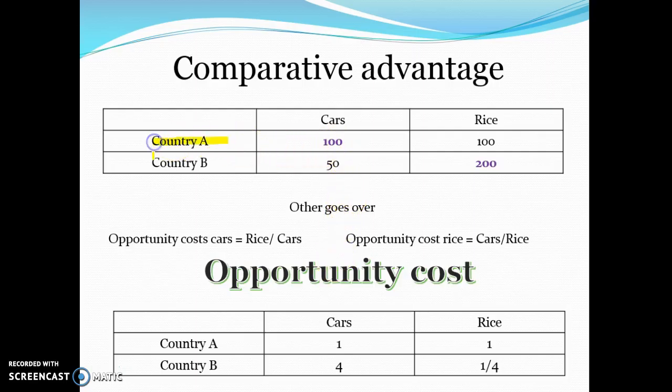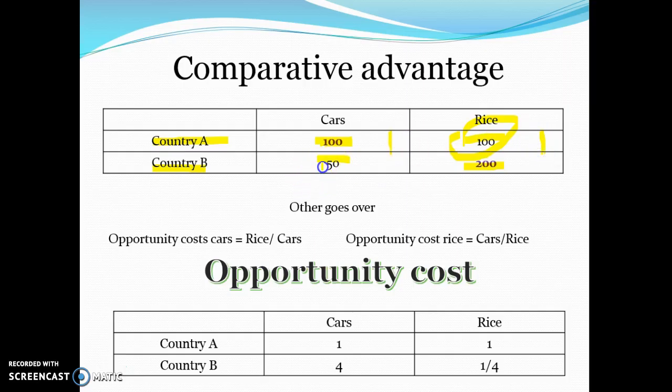You've got country A and country B. Country A, if they split their time evenly, can either produce 100 cars or 100 rice. And country B, 50 or 200. Basically, to work out the opportunity cost, you use the other method. So if we want to work out the opportunity cost for country A of producing an extra car, you do 100 rice divided by 100 cars. So the opportunity cost is 1, and then the other way is 1 as well.